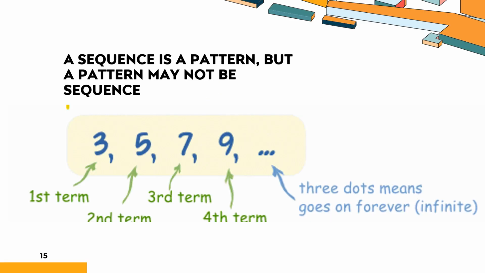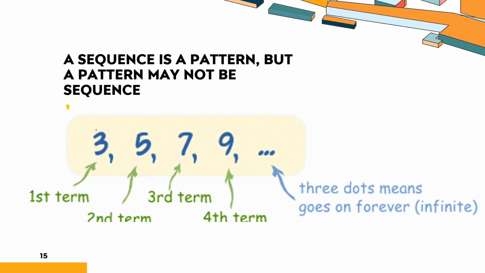So just remember, a sequence is a pattern, but a pattern may not be a sequence. A sequence has numbers, and a pattern can be anything that repeats. And on your quiz, there's going to be a question about this. It's going to say, can a sequence be a pattern? Or what's the difference between a sequence and a pattern? Either way, I'm not really sure about the phrasing of the question because I don't want to give too much away, but do remember, a sequence is a pattern, but a pattern may not be a sequence.